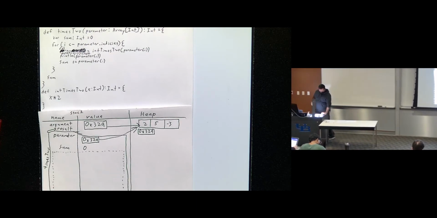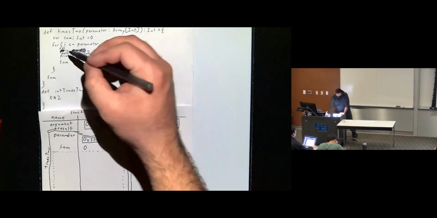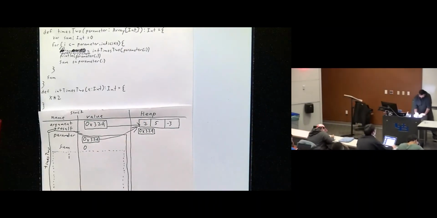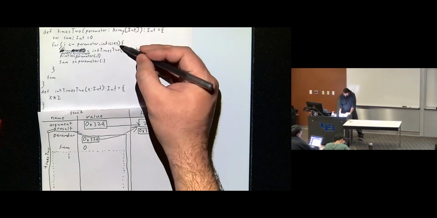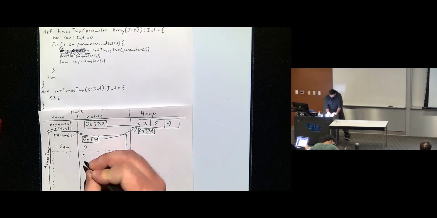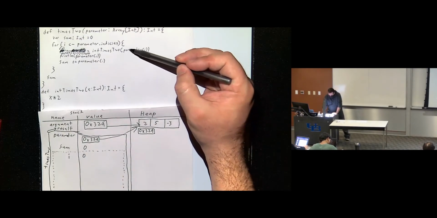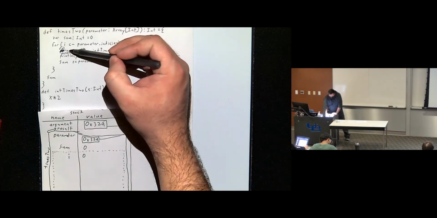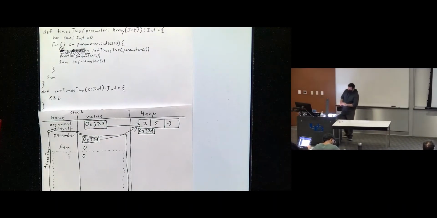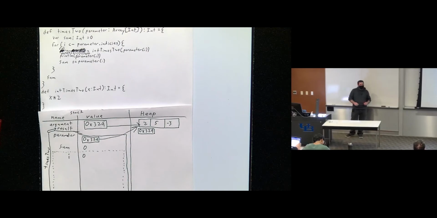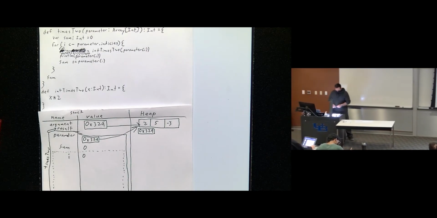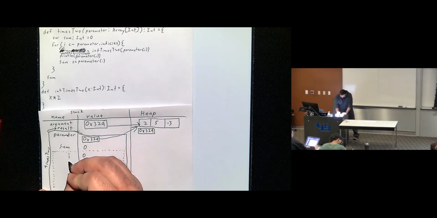All right, so sum equals 0. We hit our loop. We get a new variable i, which is declared inside the loop. It's equal to parameter.indices. That's going to be 0, 1, 2. So we start out at 0. And we go inside the loop. We're going to create this value ram equals the return value of int times 2. So we have a method call, a new variable going on the stack, and we're going to have a new stack frame. So we have ram.